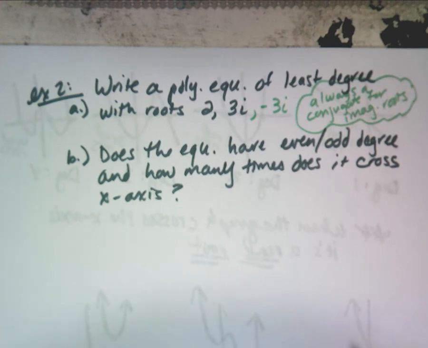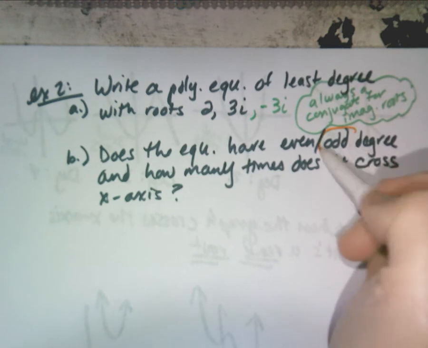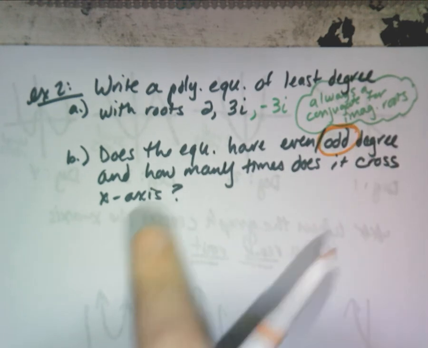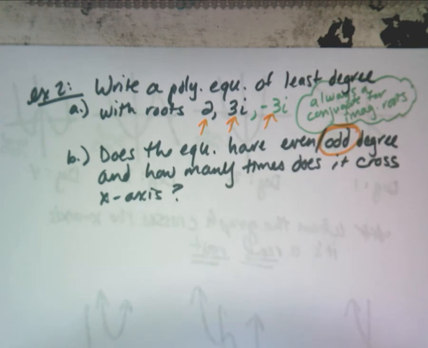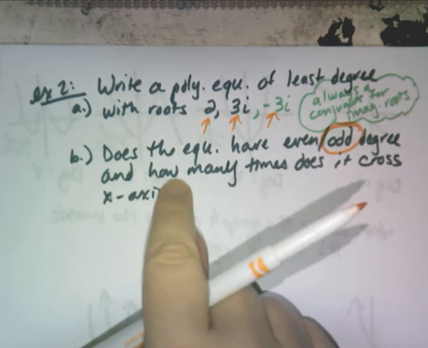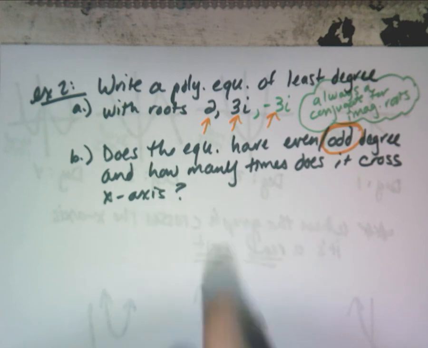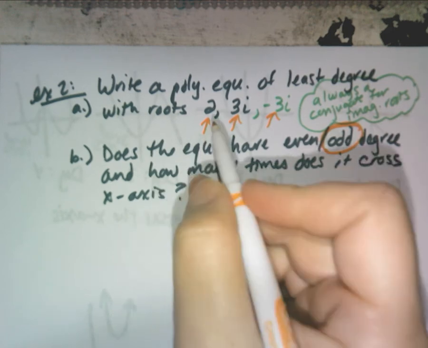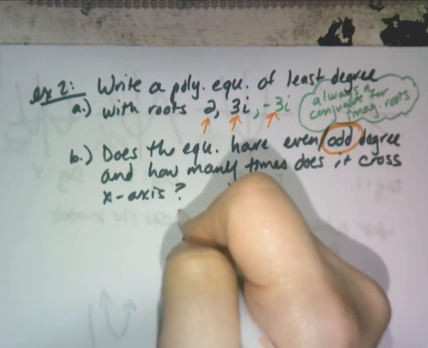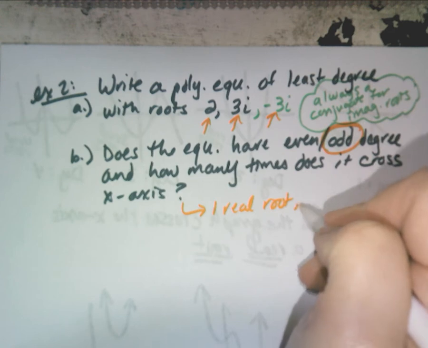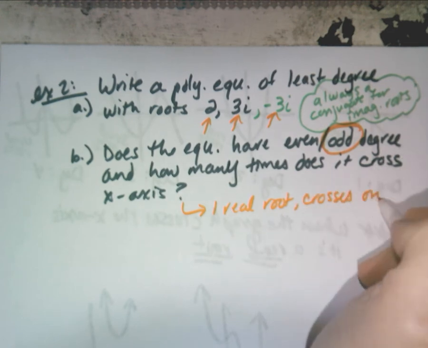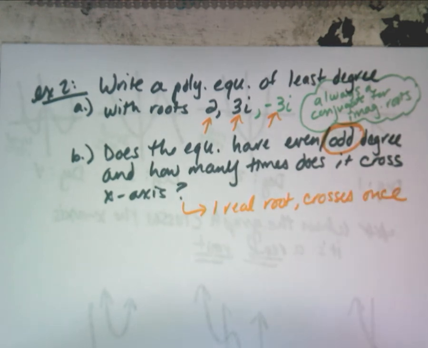Okay. So I already know this is degree 3. I already know it's an odd degree equation. 1, 2, 3 roots. Okay. Now we can even answer this part. How many times does it cross the x-axis? How many times do y'all think? Once, because it only has 1 real root. You got this. Good. 1 real root means it crosses the x-axis 1 time.